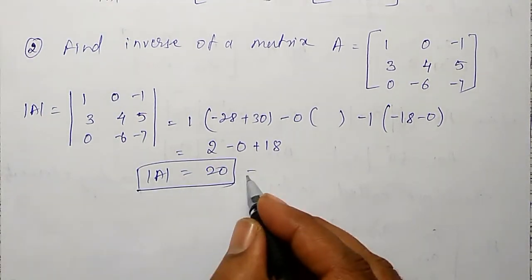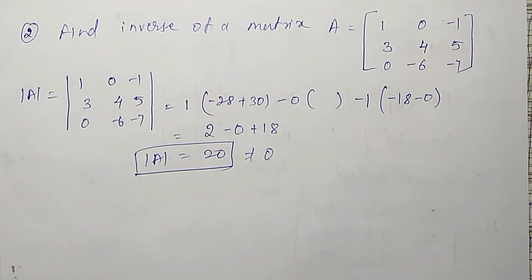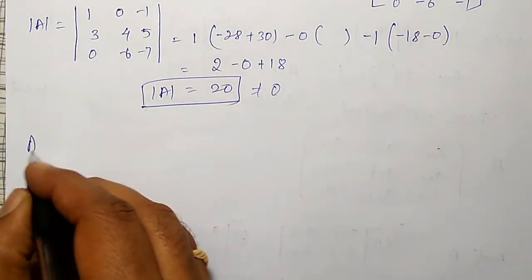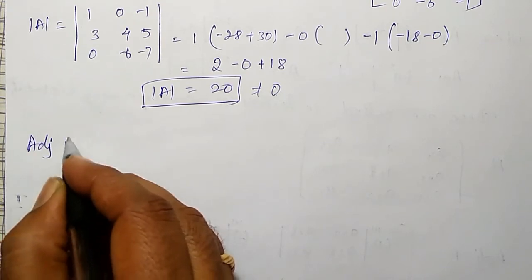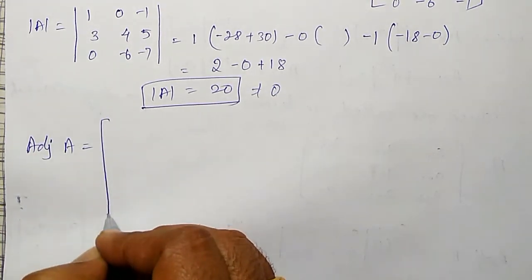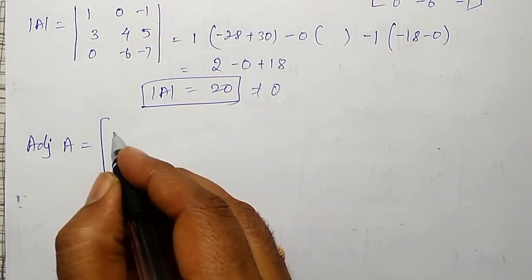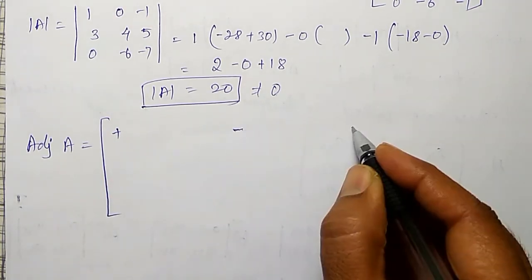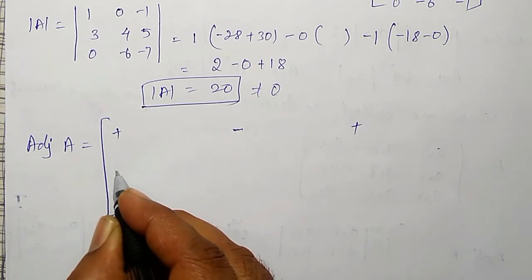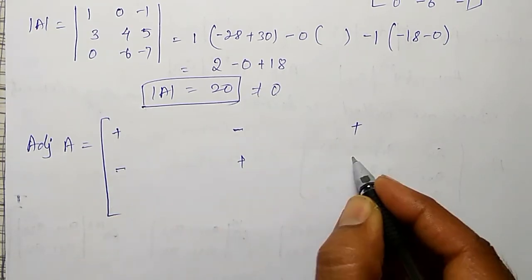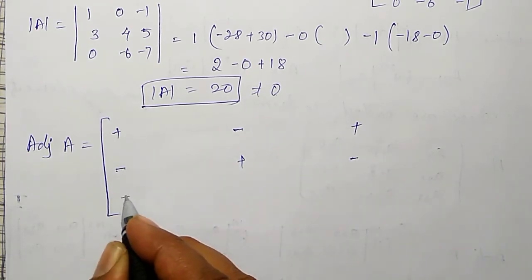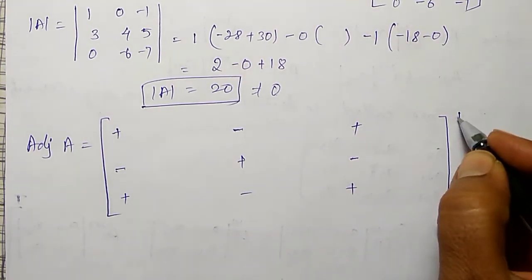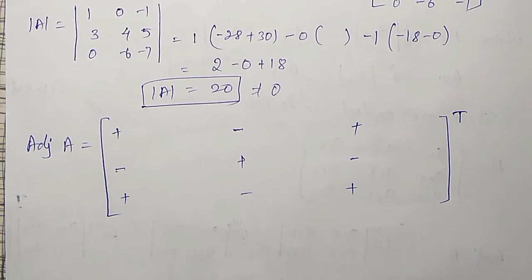I am getting a non-zero determinant. Therefore, inverse exists. Then how to find out the adjoint? Adjoint of matrix A is nothing but, first of all, I will give the signs for all of them: plus, minus, plus, and again minus, plus, minus, and then plus, minus, plus. Alternate plus, minus signs, and then take the transpose. That is an important thing also.